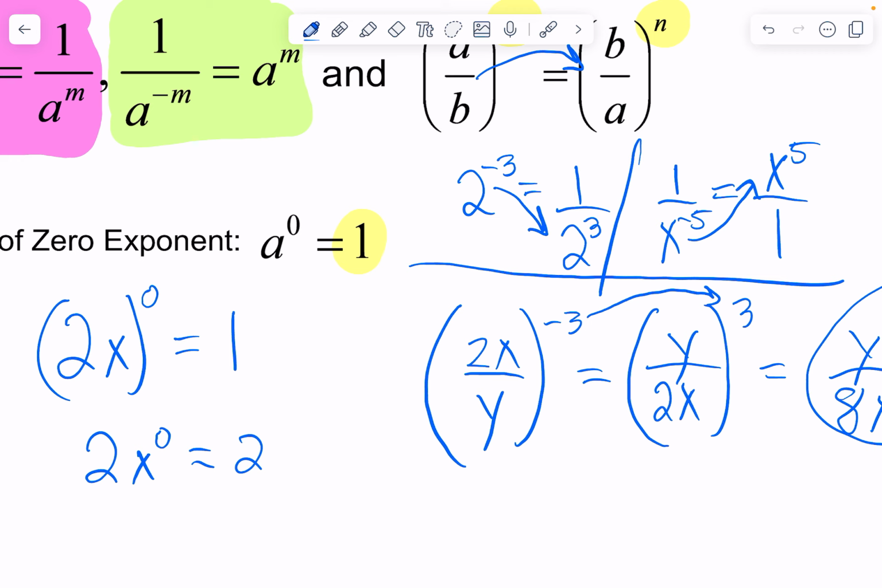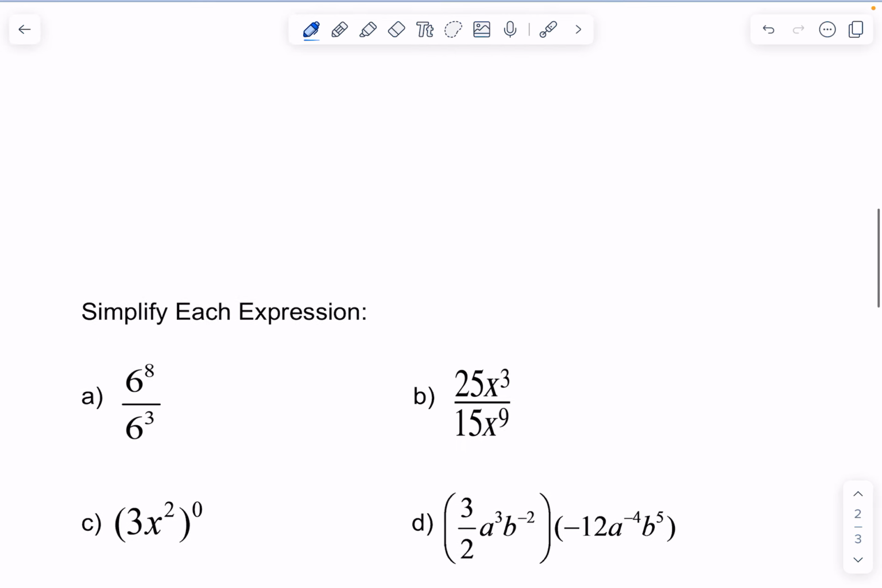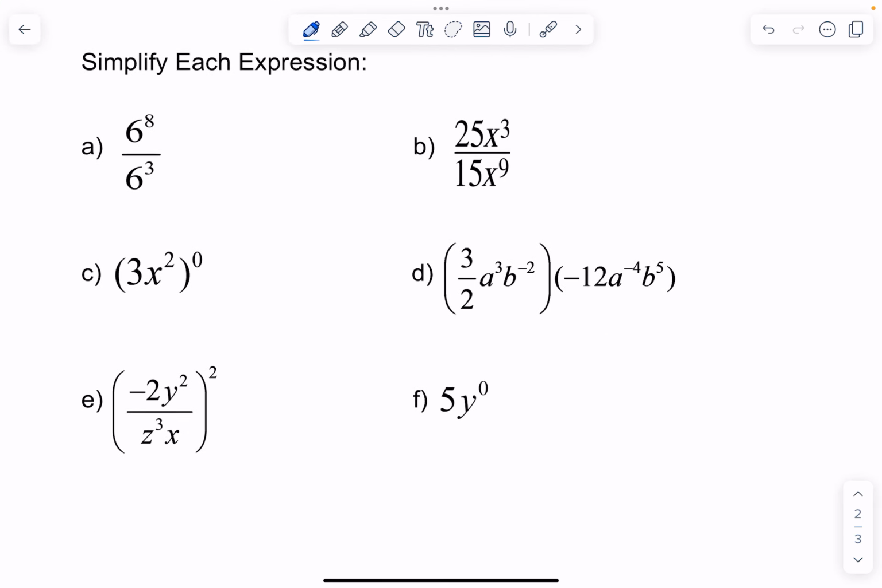Why? Please try to remember that that exponent affects directly to the left of it. And in the case above, remember it's in a parenthesis, so it affects everything. All right, let's get to some examples here. All right, let's simplify each expression.